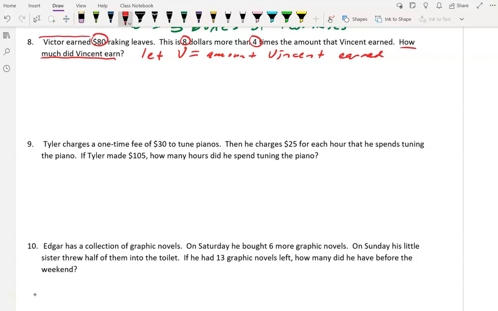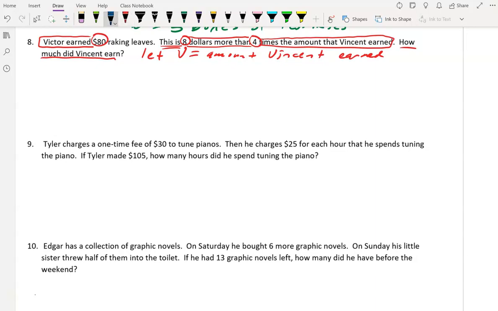So Victor earned $80. So that $80 is $8 more than 4 times the amount Vincent earned. So this is going to be an interesting one, as I said.